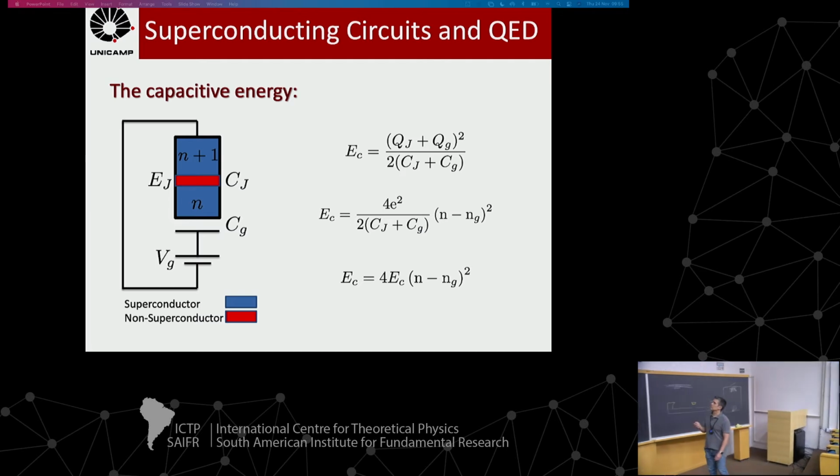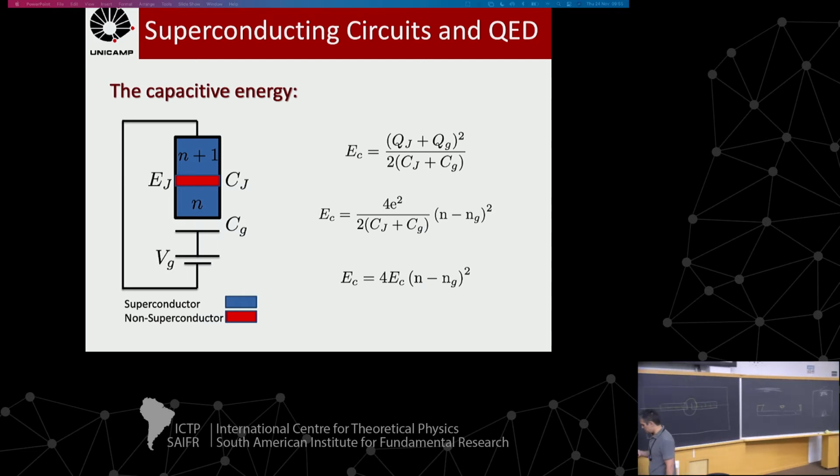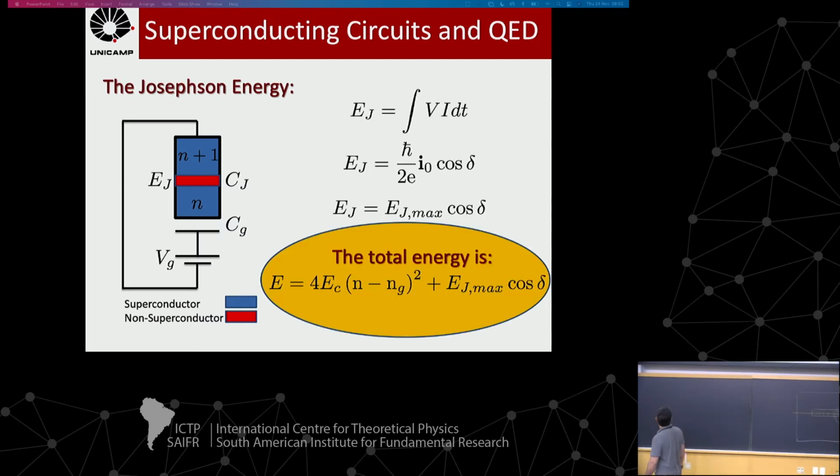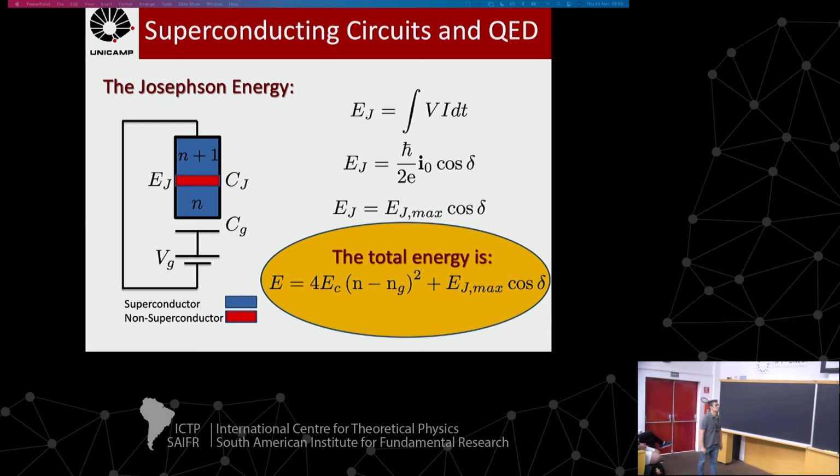What you see here is that ng is the total number of electrons you have on your system that you can control by changing the voltage here. You increase the voltage here, you add one more Cooper pair from one side to the other. And this is the capacitive energy of the Josephson junction. That's the first part we need to describe the behavior of a Josephson junction.